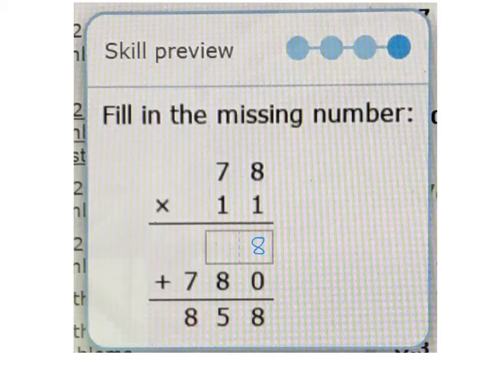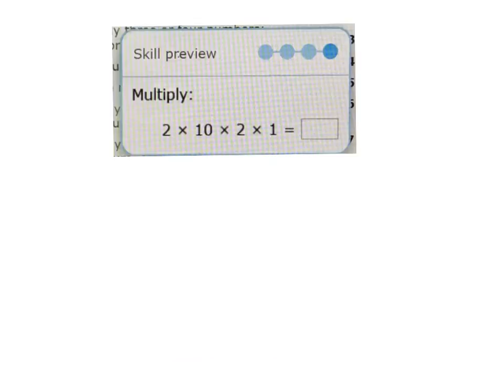1 times 8 is 8. And then we'll look at 1 times 7 is 7. And then we continue on, the 0 down, 1 times 8 is 8, 1 times 7 is 7, plus it together, 8 plus 0 is 8, 7 plus 8 is 15, 5 down, invisible 1 up there, 1 plus 7 is 8. That's all we need to do.